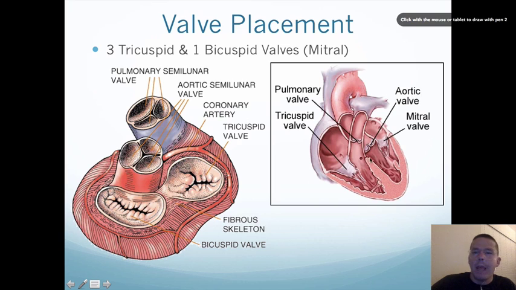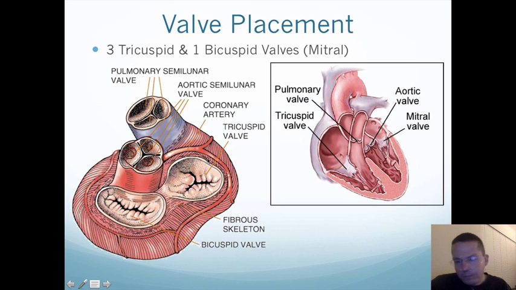So, as the blood progresses through the mitral valve, which is our only bicuspid valve in the heart, then the left ventricle will contract, and as the left ventricle contracts, the blood is ejected through the aortic valve, which is another tricuspid valve, as you can see it right here. 1, 2, and 3. And then it's ejected out to the body.